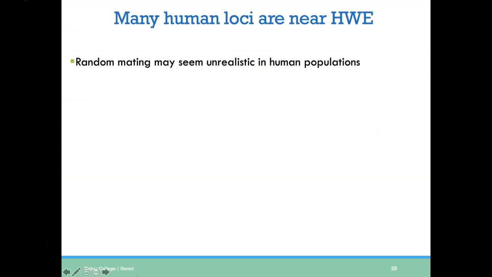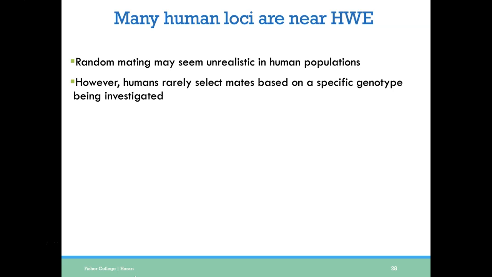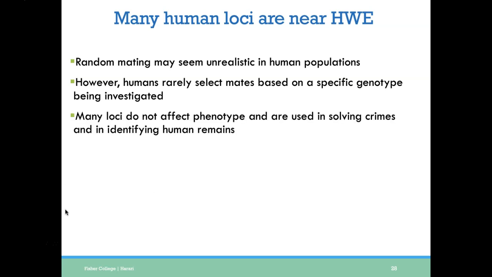So random mating may seem unrealistic in human populations, but for a lot of genes, humans rarely select mates based on a specific genotype. So it's very rare that you see humans picking somebody for a specific genotype. So a lot of these loci that don't affect phenotype can be used to solve crimes or identify human remains.